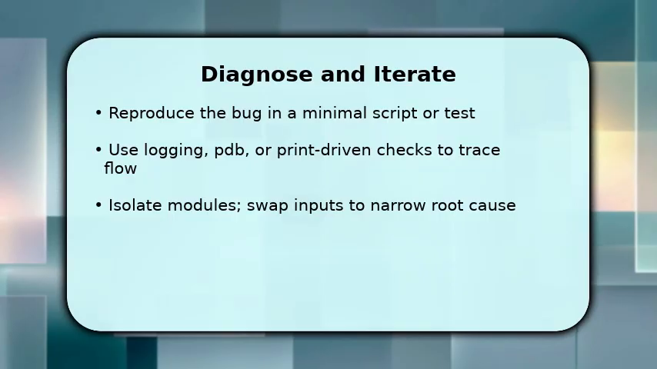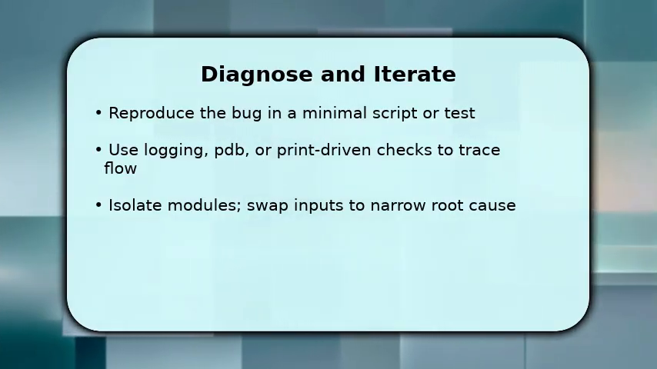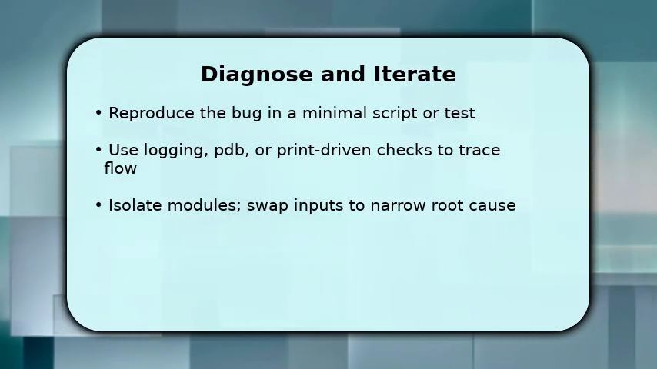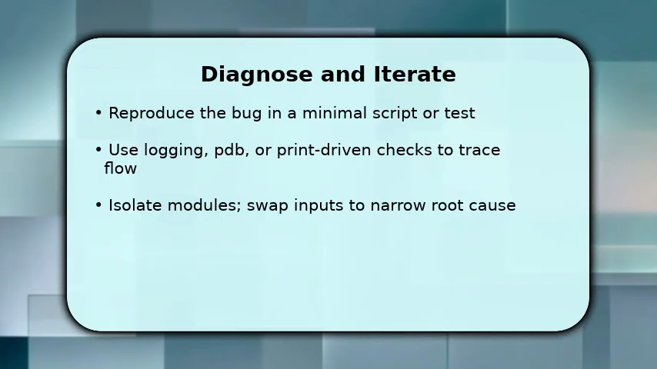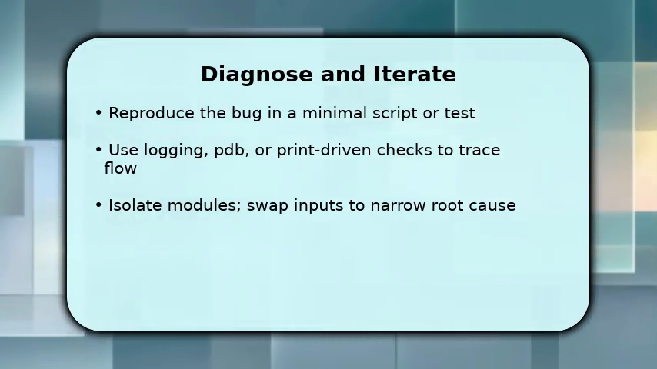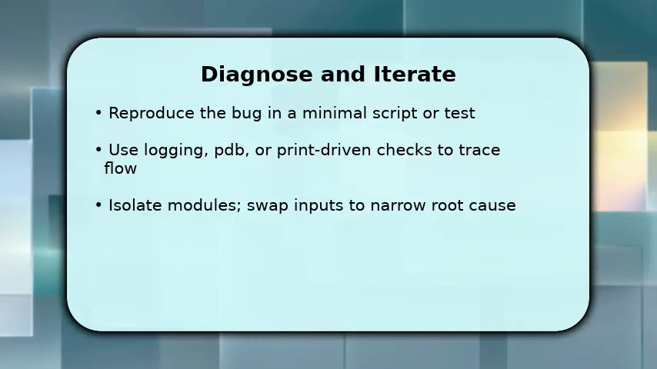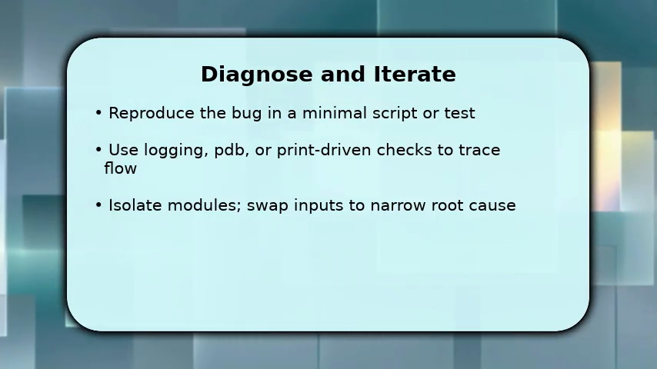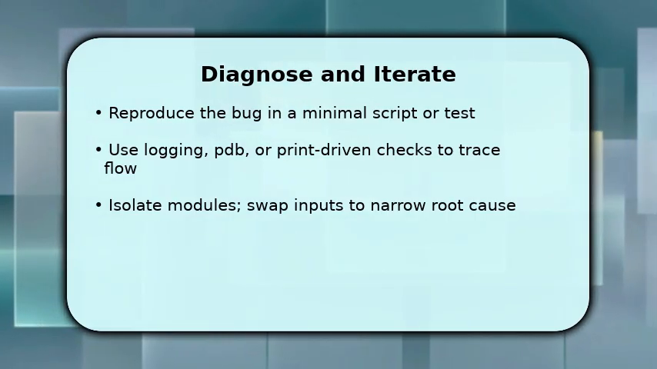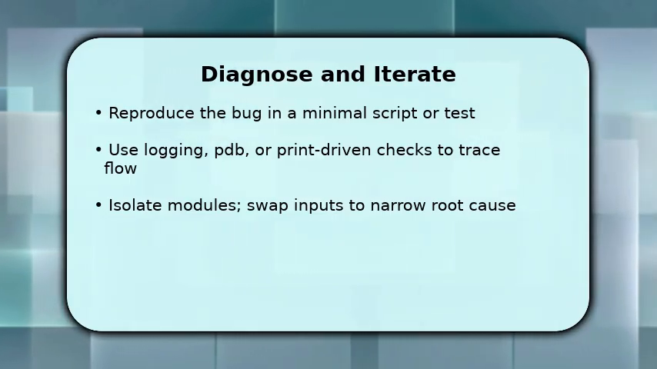You next focus on diagnosis through iterative experiments. Reproduce the issue in a minimal script or a unit test so you know what truly fails. Then trace execution with logging, PDB, or concise print checks to observe state and values. This explains why behavior diverges. Once you spot suspicious code, isolate the module and replace inputs to confirm causality. Keep changes small and commit frequently, because small steps make the problem tractable and the fix reversible.